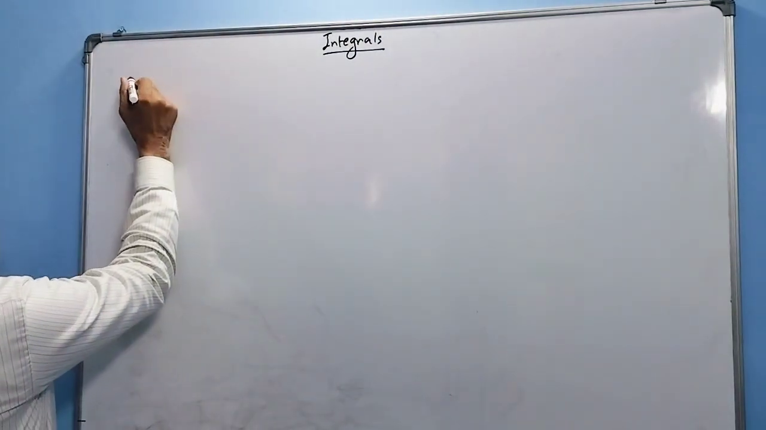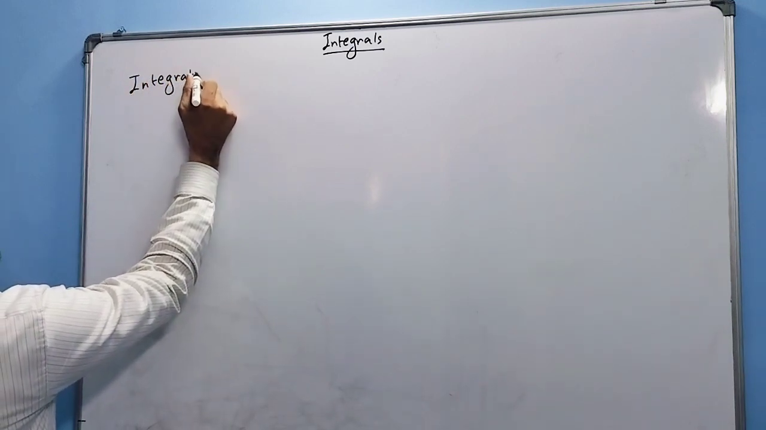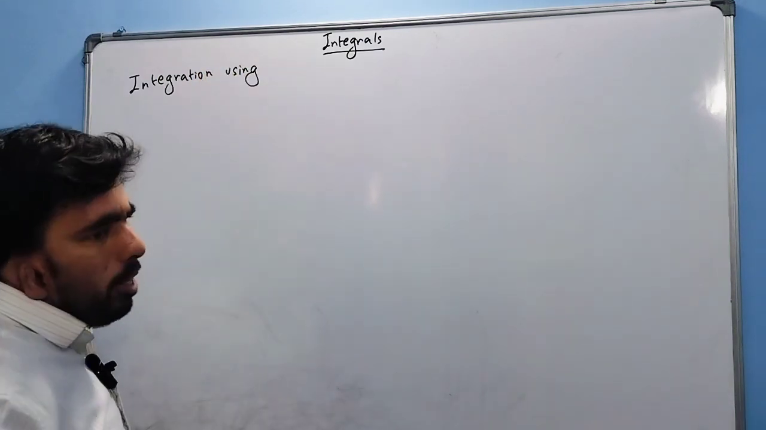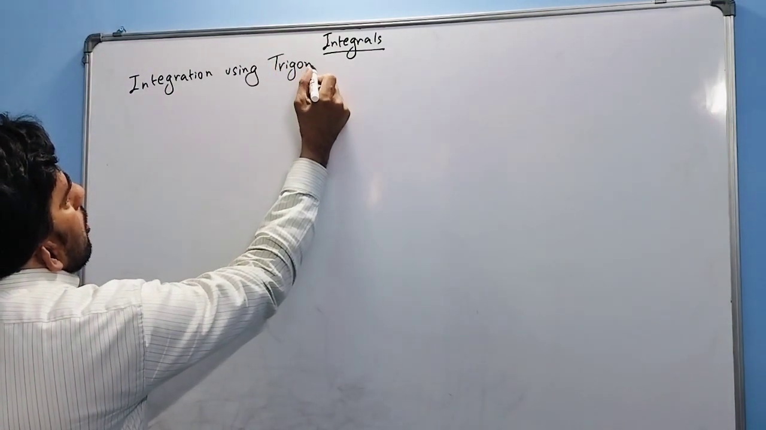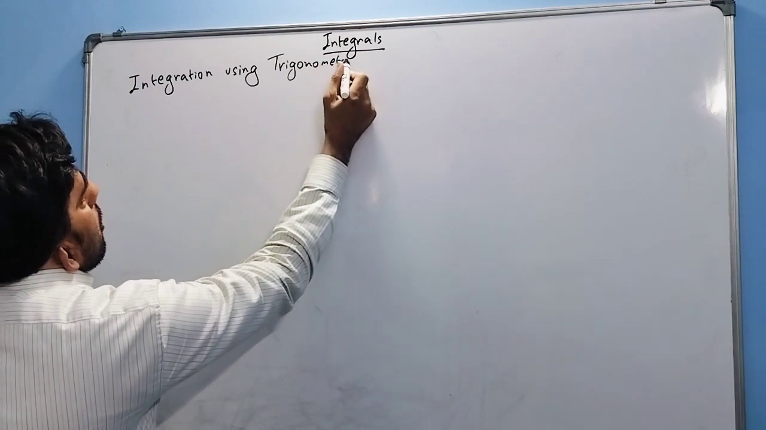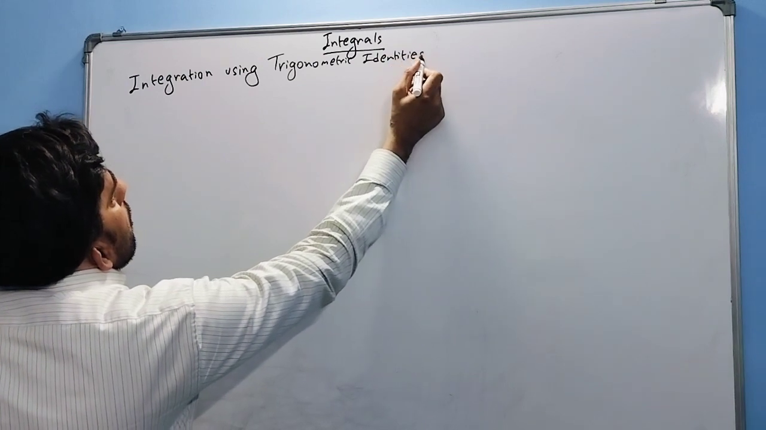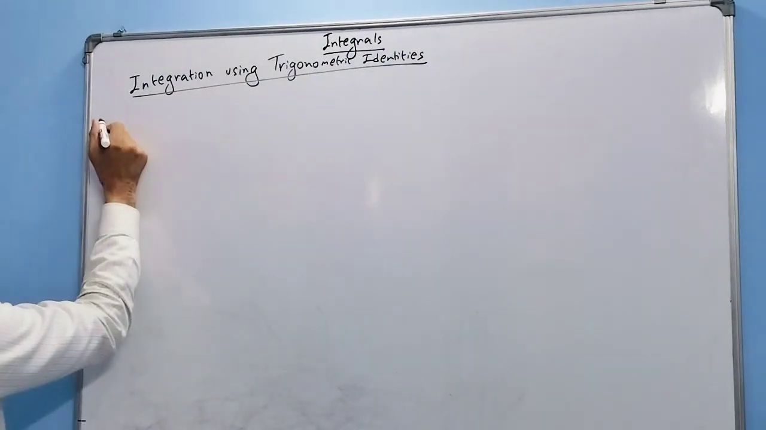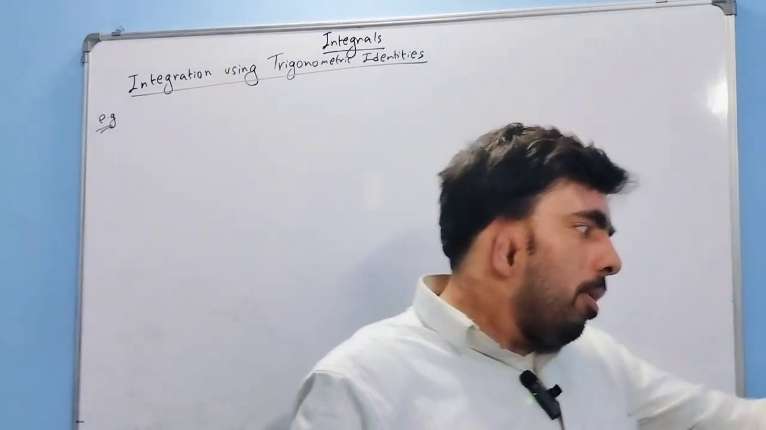Okay, so now we'll try integration using trigonometric identities. Let us try examples so that we are easily able to know how these identities are applied in the numericals to solve the integration.